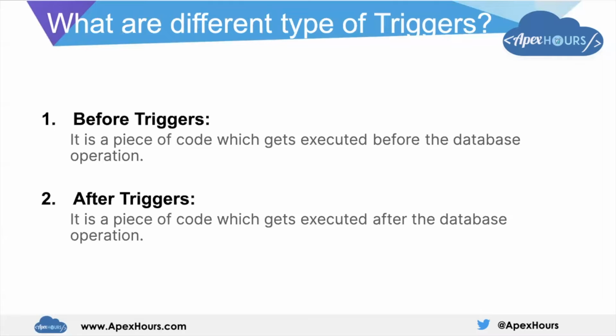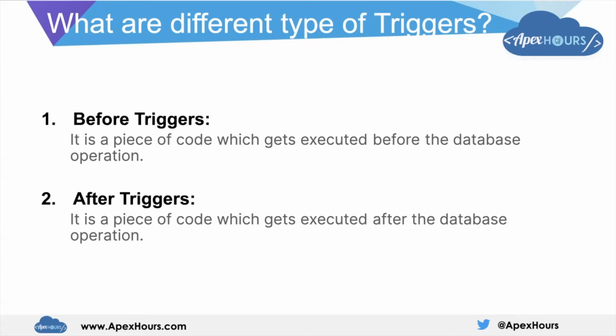Now, we will be talking about what the different types of triggers are. There are basically two types of triggers: before triggers and after triggers. Before triggers are executed before the records are saved to the database, which means they are used to perform a task before a record is inserted, updated, or deleted in Salesforce. These are used to update or validate record values before they are saved to the database. These triggers are often used for validation or to modify the records before they are committed to the database.